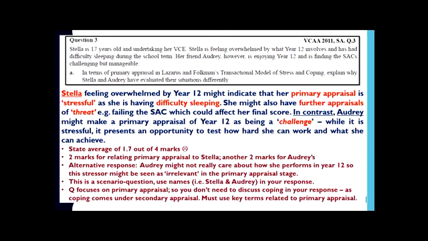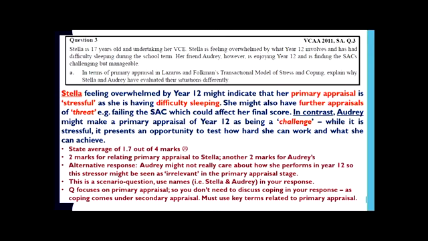So the state average for this question was 1.7 out of 4. And this is one of those topics that students do find difficult to link up, because a lot of students don't understand this topic well in the first place. And then when they're asked to relate it back to a scenario, it becomes even more difficult. So you get 2 marks for relating primary appraisal to Stella, 2 marks for Audrey.